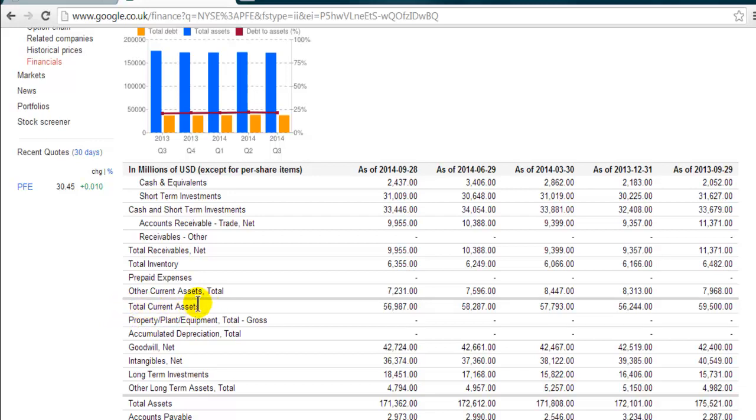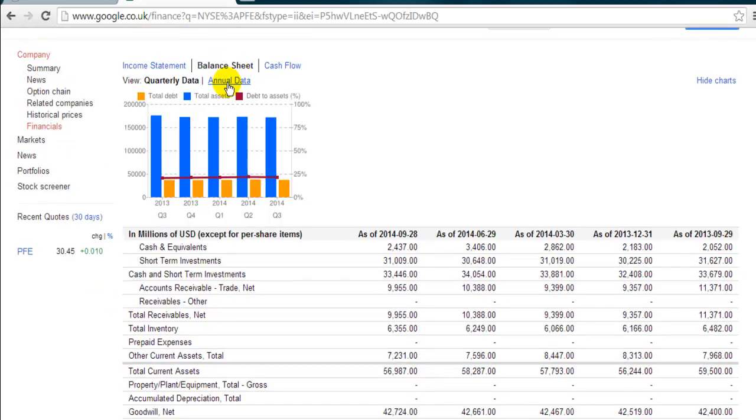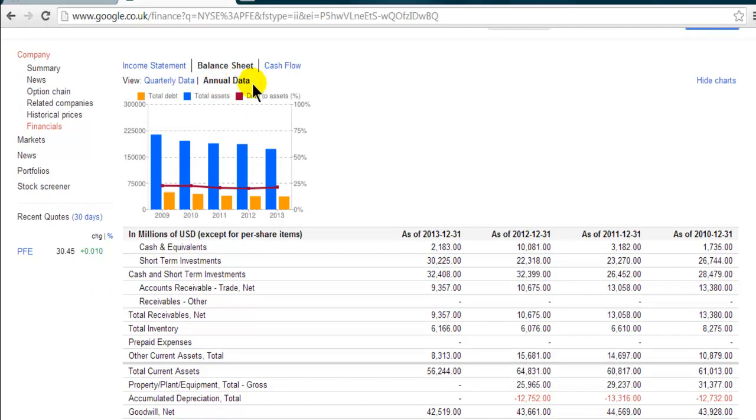This is annual data. Hold on. This is the annual data. We want to click on the annual data. We don't want to check the quarterly data. We want to check the annual data. If you are performing the Google Asset Test, do not use the quarterly data. Use the annual data. Here, total current asset.